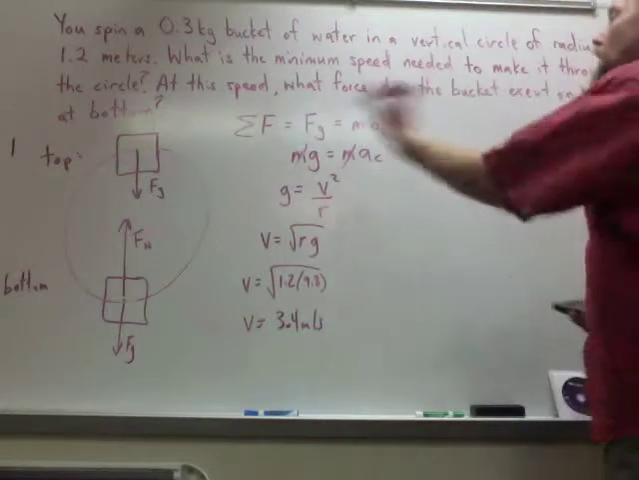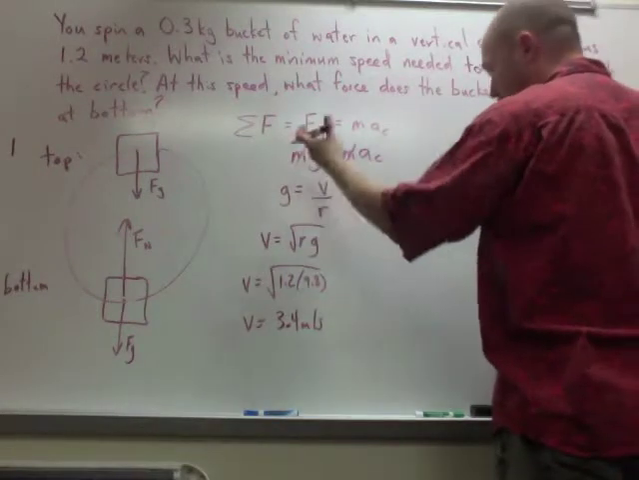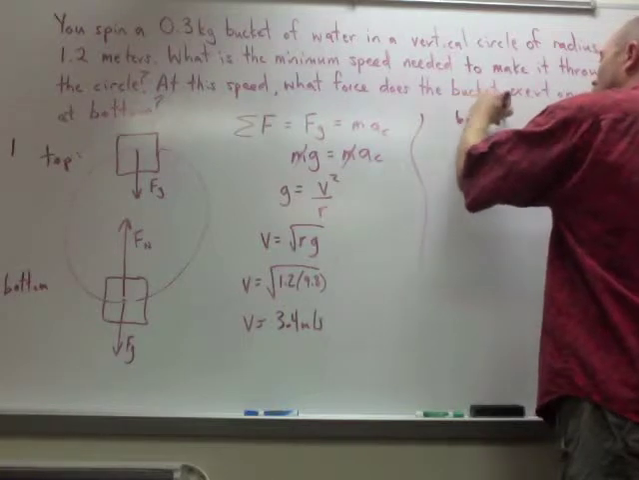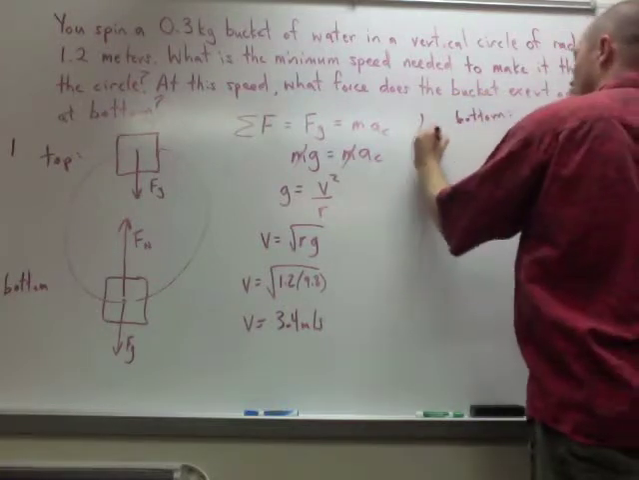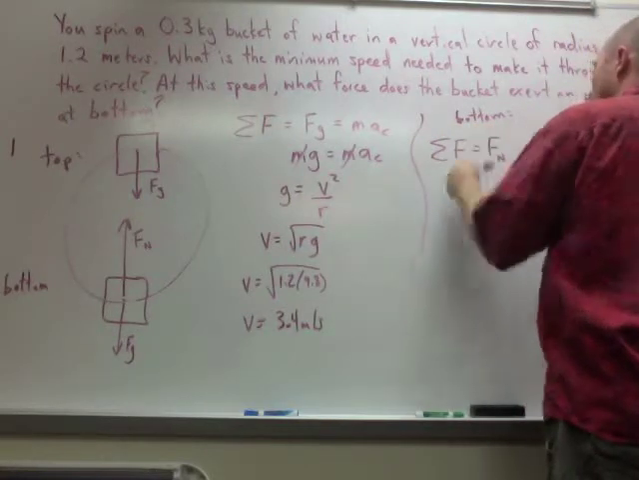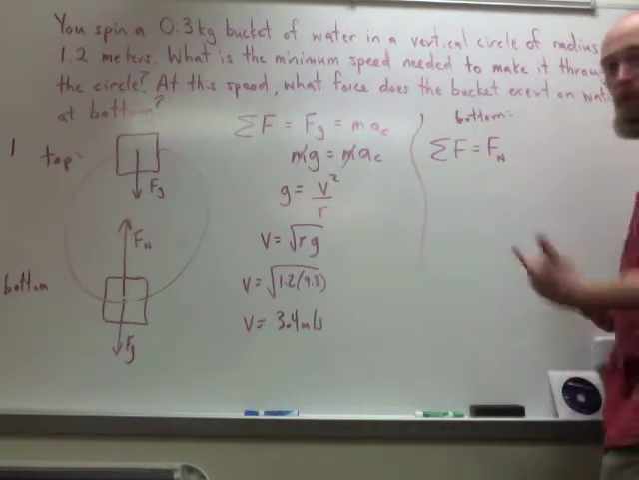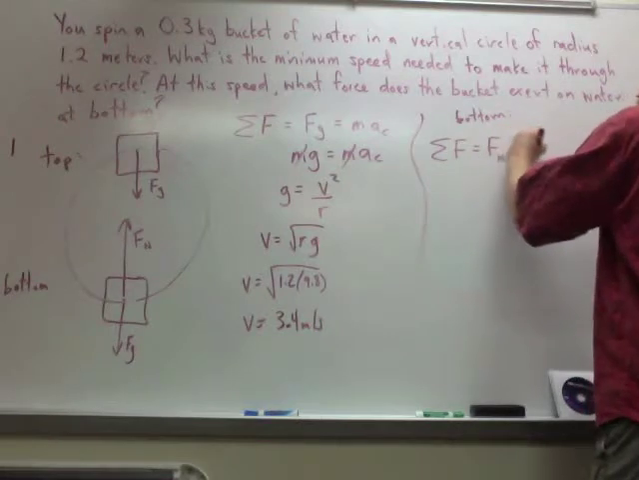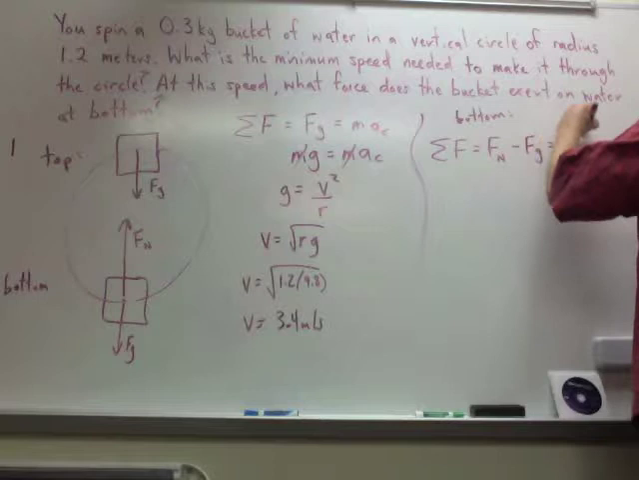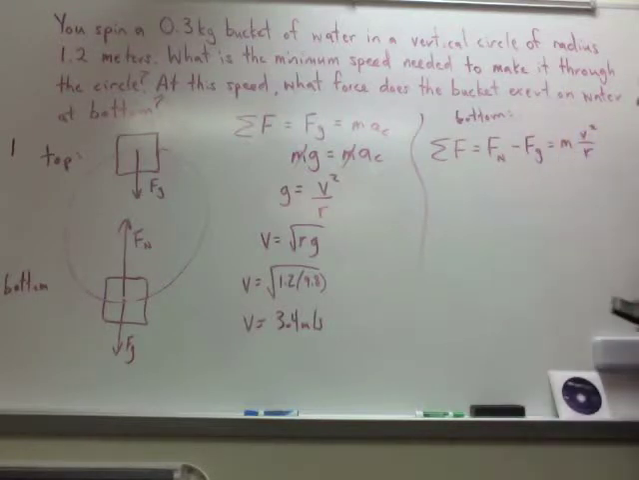All right, now let's do the bottom. So this was the top, and now this will be the bottom. If we do this, I'm going to get, remember, bigger minus smaller. Fn has to be bigger because it's accelerating towards the center. Fn minus Fg equals m v squared over r.